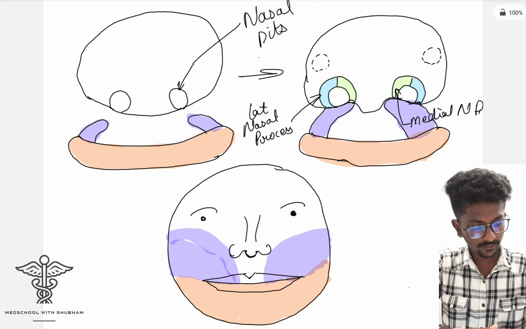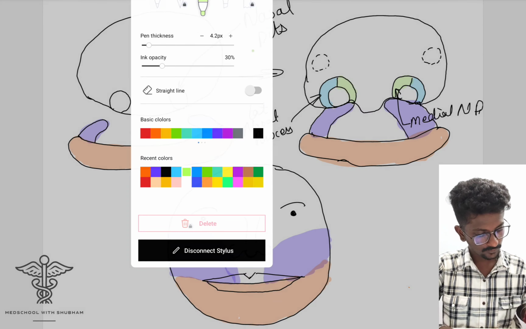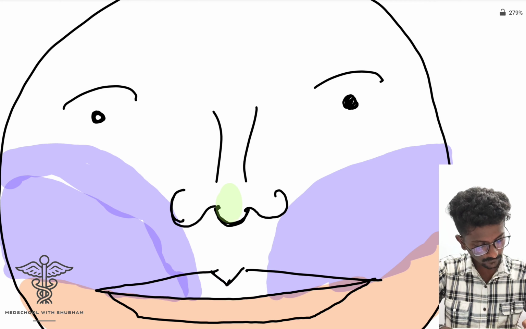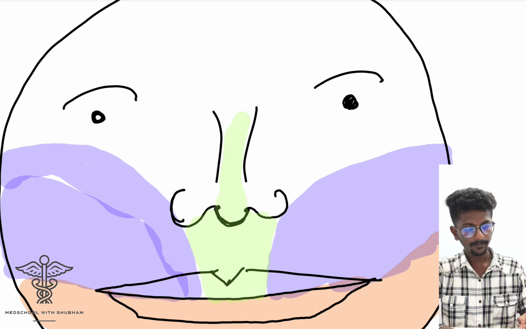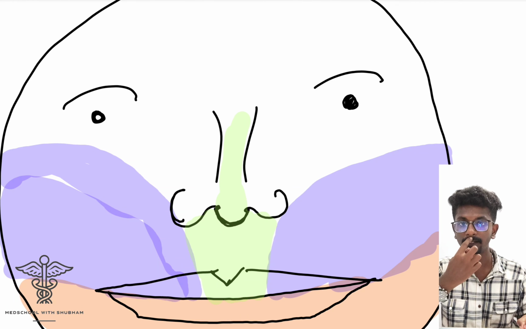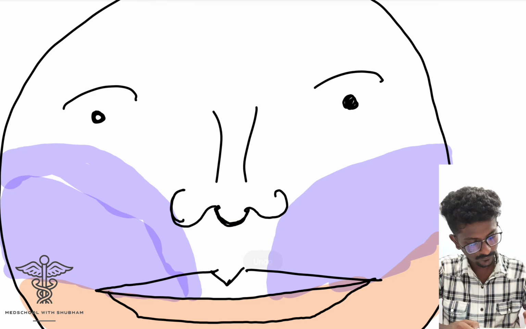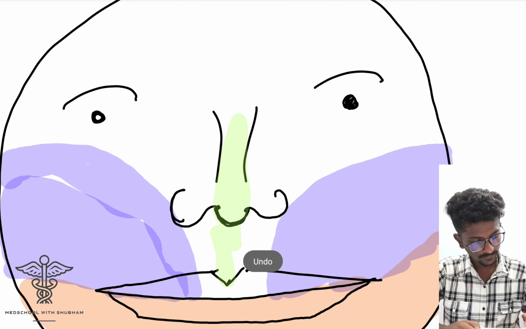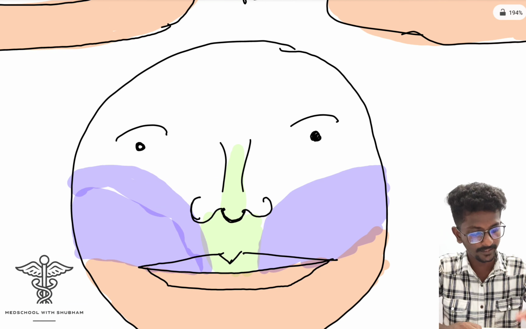Now we will be having the two nasal processes, the lateral nasal process and the medial nasal process. The middle part of the nose, the philtrum part and the middle part of the upper lip will be formed from the medial nasal process.